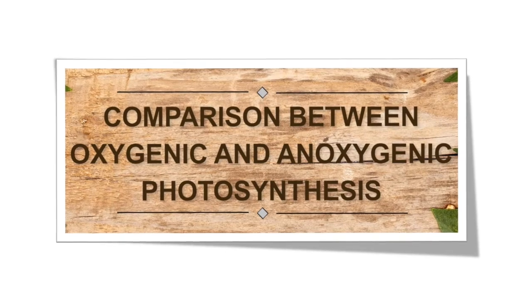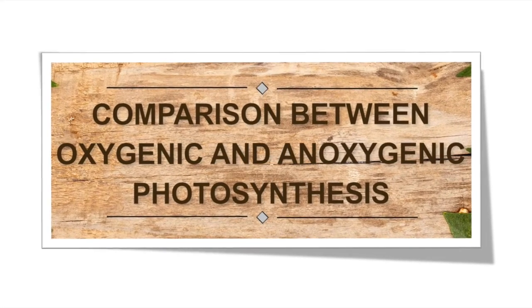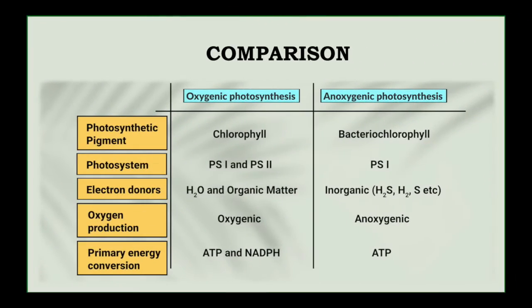Comparison between oxygenic and anoxygenic photosynthesis. So, we can always compare the photosynthesis which is liberating oxygen, oxygenic, and anoxygenic. They have some differences. It includes the photosynthetic pigment. Of course, the photosynthetic pigment in oxygenic photosynthesis will be chlorophyll, the different chlorophylls A, B, etc. And for that of bacterial anoxygenic photosynthesis, it should be bacterial chlorophyll.